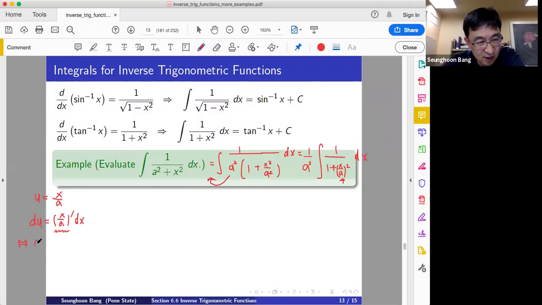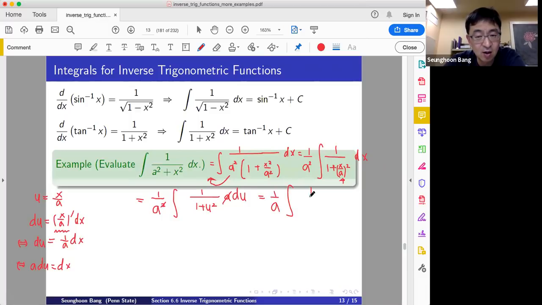So we have du is 1 over a dx. We don't have a in here, so only multiply by a: a du equals dx. Only replace the 1 over a squared; you have to keep integral 1 over 1 plus u squared. The dx is a times du. So what happens? The 1 over a is crossed out, and we have 1 over a integral 1 over 1 plus u squared du.